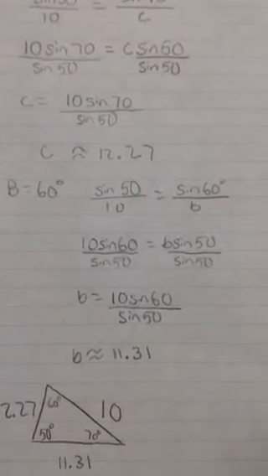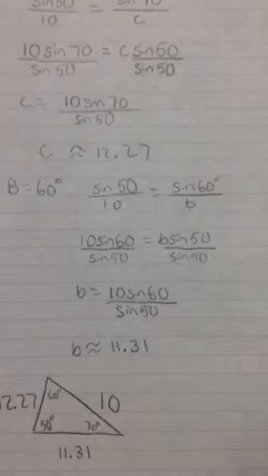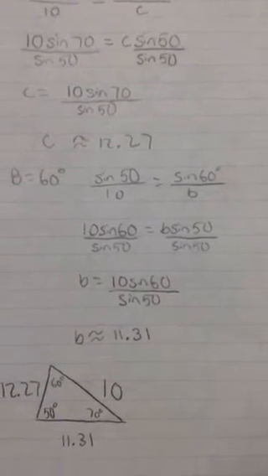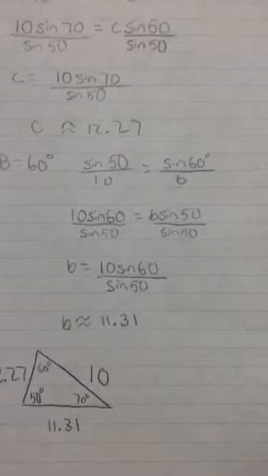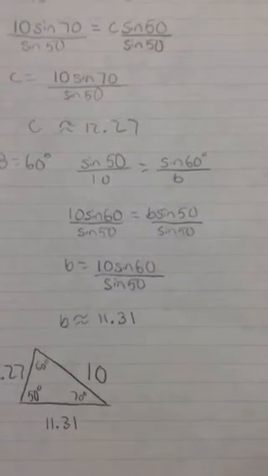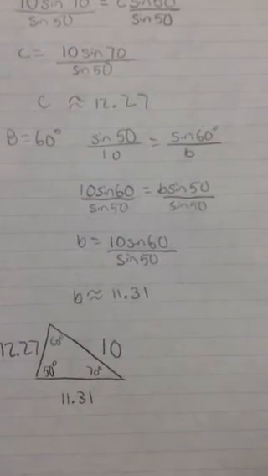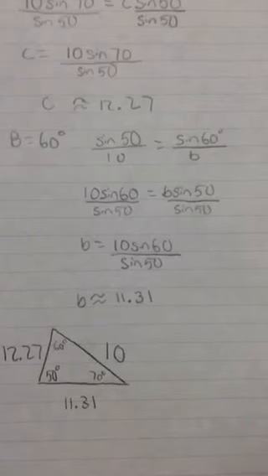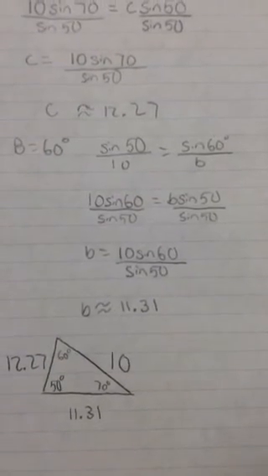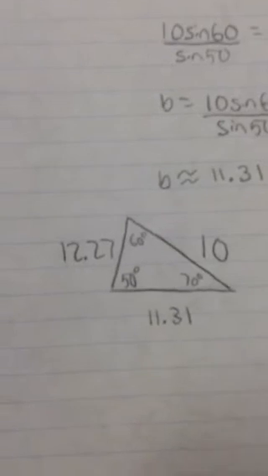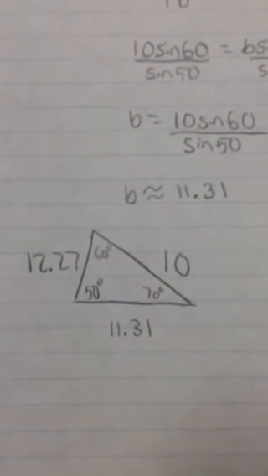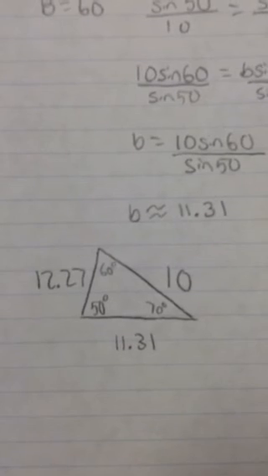Since you know that angle A equals 50 and angle C equals 70, you know that angle B equals 60 degrees. When you set up the proportion sine 50 over 10 equals sine 60 over B, you get 10 sine 60 equals B sine 50. After dividing both sides by sine 50, you get B equals 10 sine 60 over sine 50. And putting that in a calculator, you get B equals approximately 11.31. And this is the final triangle after using the law of sines to find angles and side lengths.